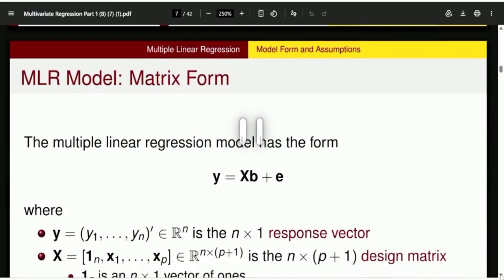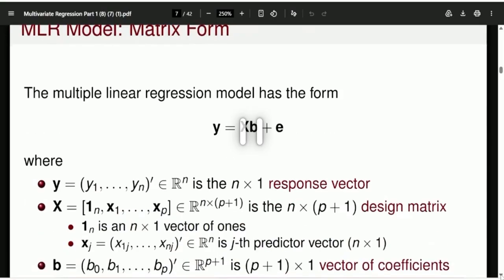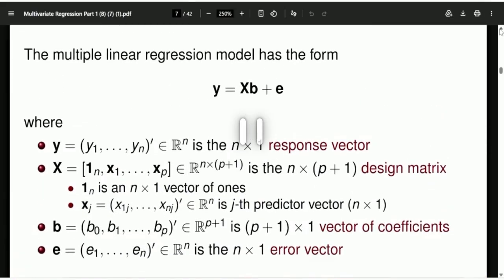Now, how do we present this in matrix form? Because matrix form will enable easy computation. So this is how to write it in matrix form, where X here is a matrix, the design matrix, and b is a vector, and the error is also a vector. That's what you're seeing here. This is the definition. So when I ask you to state multiple linear regression in matrix form, please pay attention, I'm expecting all of these.